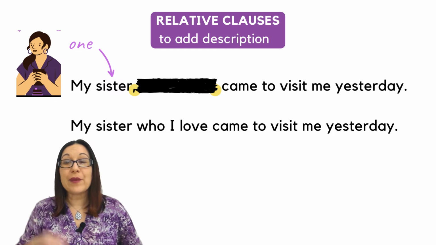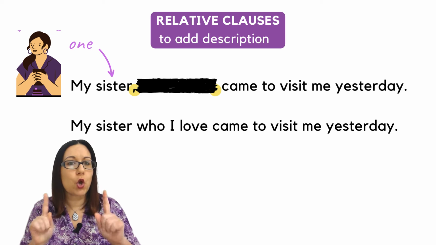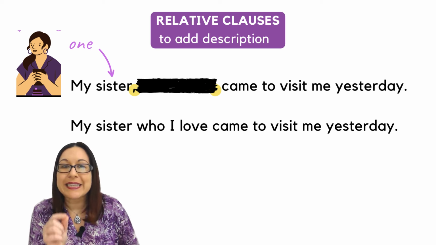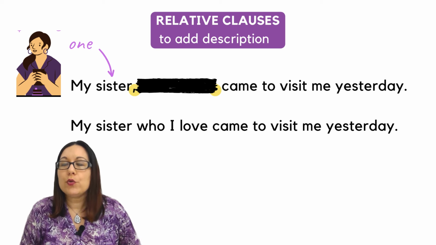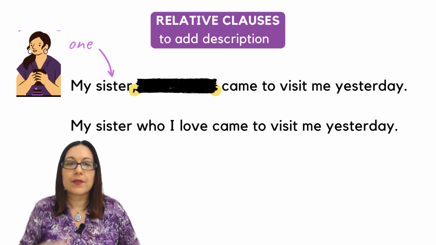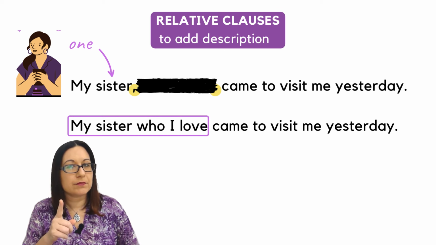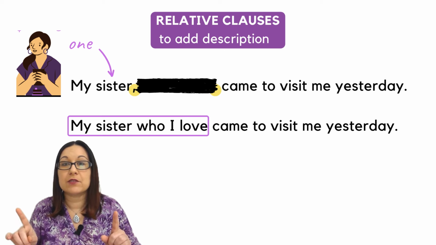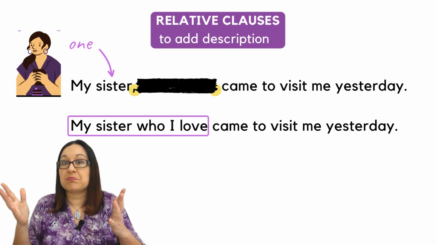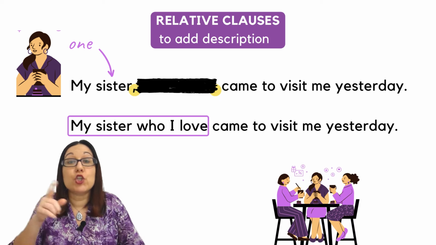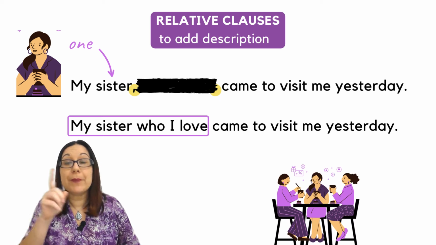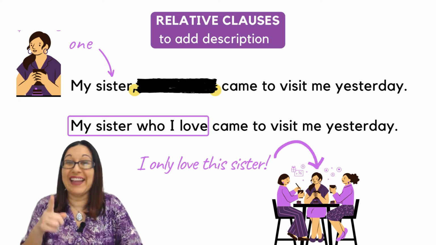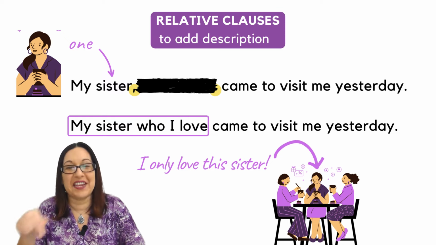Okay, now, in the second one, there are no commas. So that information is essential for you to understand the meaning. Who visited me? My sister who I love. Okay, how many sisters do I have? It's not clear. It could be two, it could be five, but you do know that I only love one of them, and it's that sister who came to visit me.